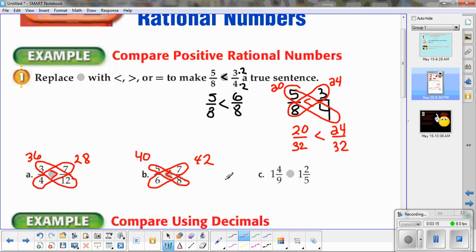In this last example, we have some mixed numbers, but they both have a 1 here, so we really just have to compare the 4/9 and 2/5. If I compare the 4/9 and 2/5, 9 times 2 is 18, and 5 times 4 is 20. 20 is more than 18, so 1 and 4/9 is greater than 1 and 2/5.